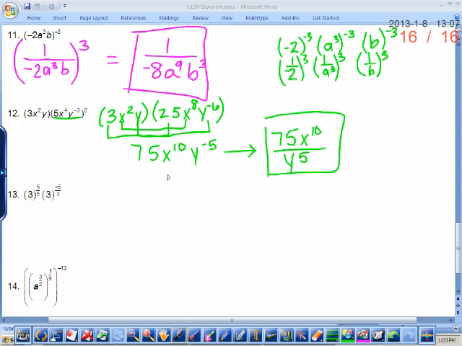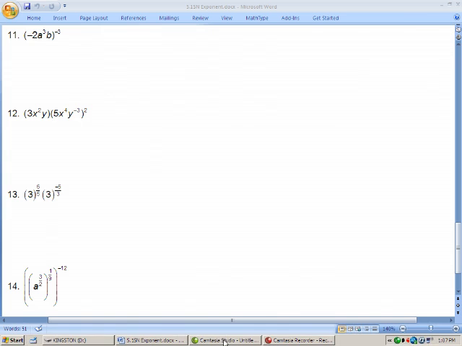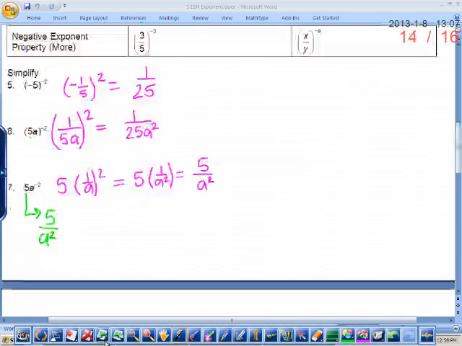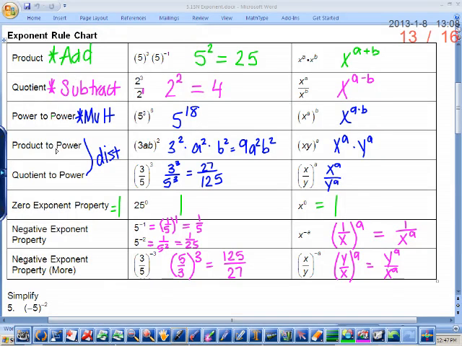Wait, so what's the difference between power to power and product? Is it just if there's a power on the outside? What's the difference between multiplying this one and this one? If you're multiplying items with the same base, you add their exponents. But if you're taking one term and raising it to another exponent, then you multiply the exponents. Does that make sense? Okay.